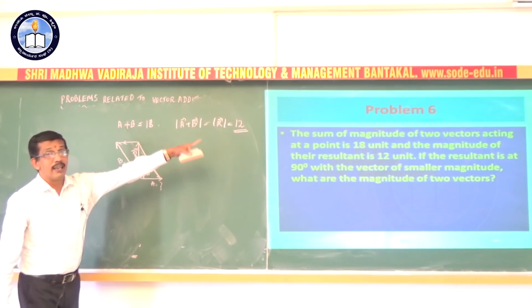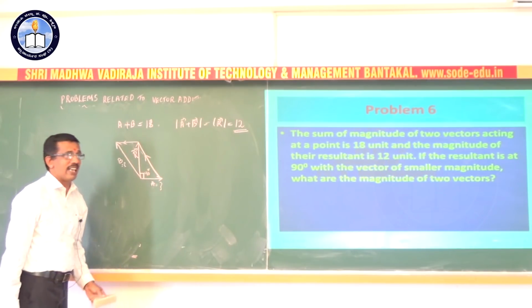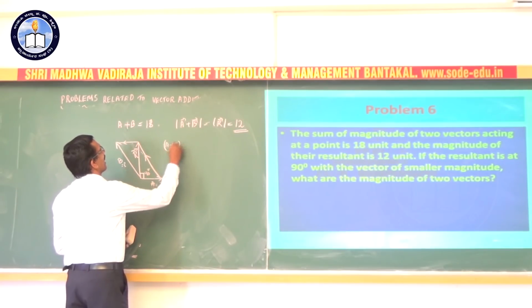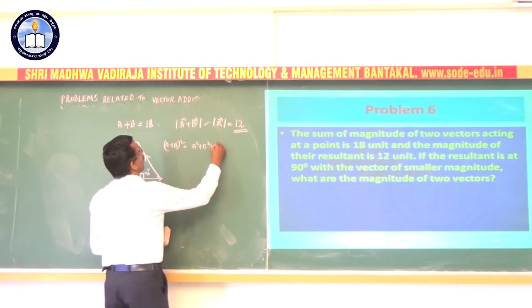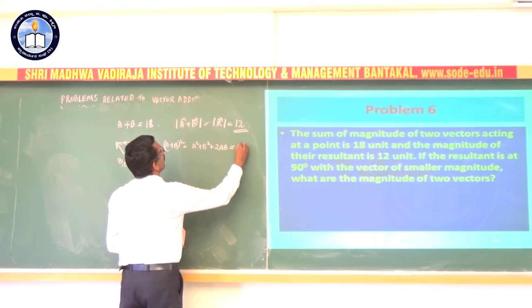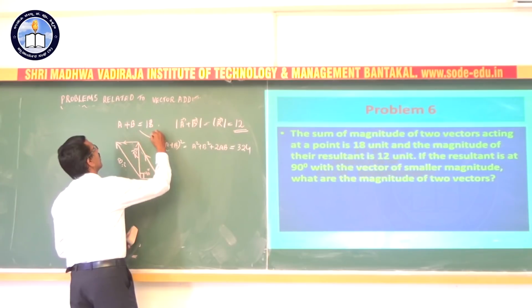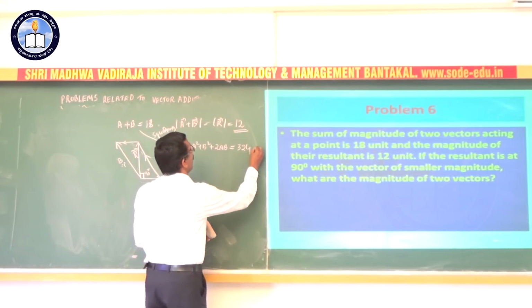First, A plus B is given as 18. Square this, A plus B squared. What we get? A square plus B square plus 2AB is equal to 324. On squaring we get this. For this I will give equation 1.